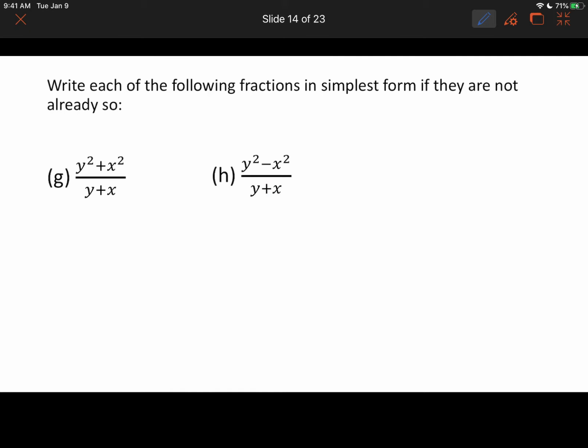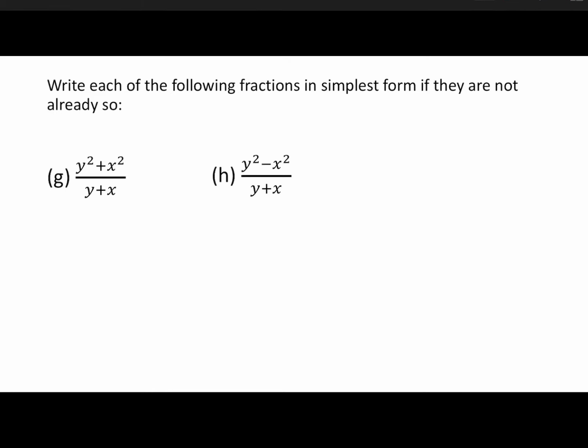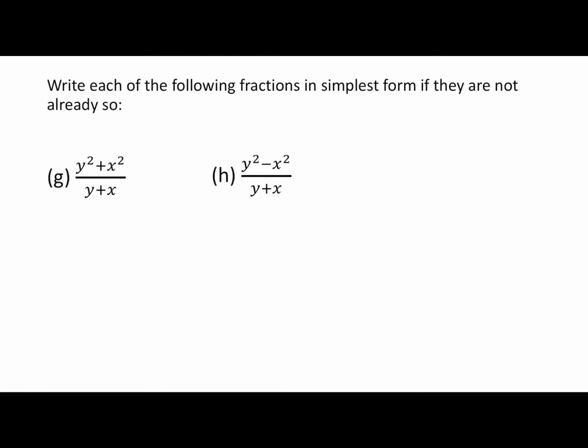All right, here's a couple more. I have (y squared plus x squared) over (y plus x). Well, y squared plus x squared doesn't factor. They don't have any common factors, and I can't write it using FOIL backwards, for example. So the top doesn't factor. The bottom also doesn't factor. And so they have nothing in common. So this is already in simplest form.